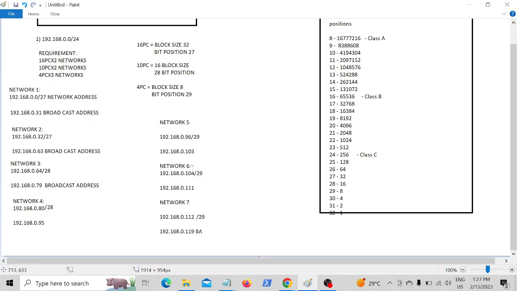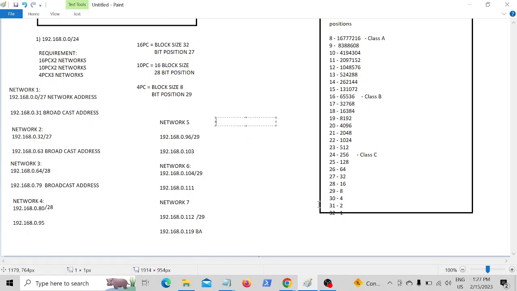Again, 192.168.0.96 plus 8 will be 104. And for this network 5, the broadcast address will be 192.168.0.103. Again, 104 plus 8 will be 112. And for network 6, the broadcast address will be 111. This will be the broadcast address. And for network 7, it will be 119.